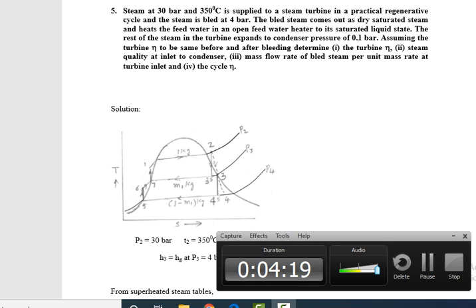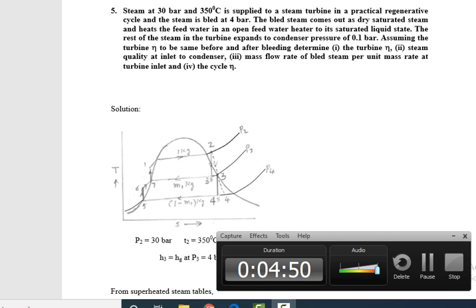That means first of all you have to identify the numerical. This numerical belongs again to the open feed water heater. In this case, what is happening? The steam having a pressure of 30 bar and a temperature of 350 degrees Celsius is supplied to the turbine. That means the steam at 30 bar and 350 degrees Celsius enters the turbine section, and then the steam is bled at 4 bar.